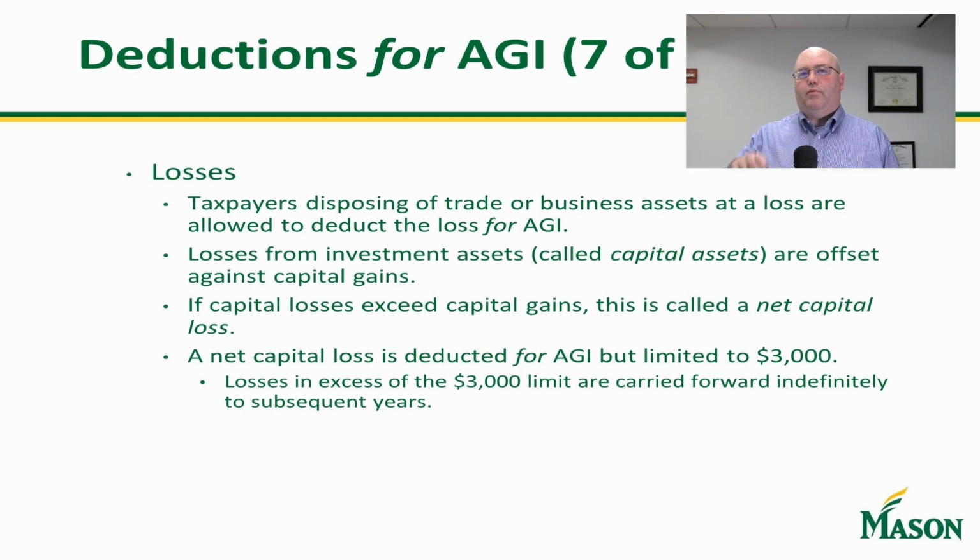Just know this, probably the most important thing is that last bullet point. Net capital loss deducted for AGI, but is limited to $3,000. That's important for this chapter. That is important for Chapter 7. Know it cold.